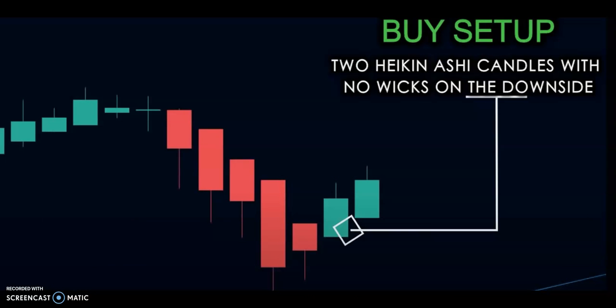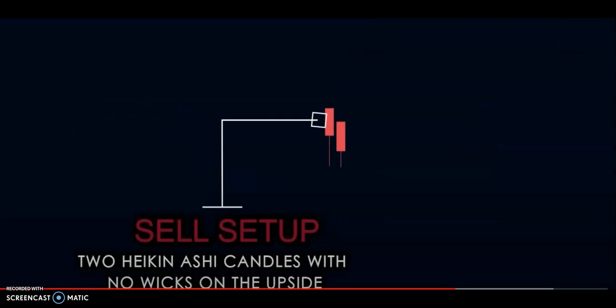So when you have your rules applying and you wish to go long, then you simply wait for a buy setup. You want to see two Heiken Ashi candles with no wicks on the downside. This is ideal. The opposite applies, of course, with the downtrend and a sell setup: two Heiken Ashi candles with no wicks on the upside. The no wicks is really important because it means there are no buyers left in the market.